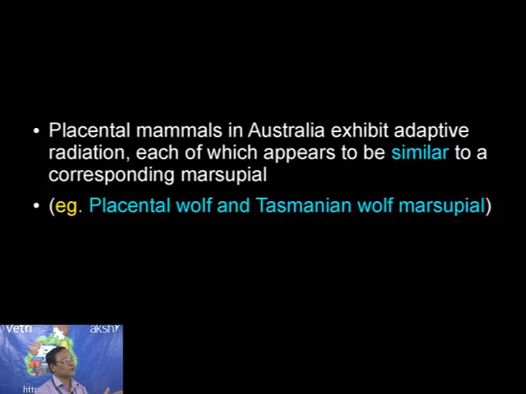But they have been descended from two different ancestors, but they are converging towards one point. That is why here the statement is like this. So the placental mammals also exhibit adaptive radiation, and each of which appears to be similar to a corresponding Australian marsupial. Here is one example. The placental wolf is similar to that of Tasmanian wolf, but both are different. Each individual is exhibiting adaptive radiation, but together they represent what is called convergent evolution.